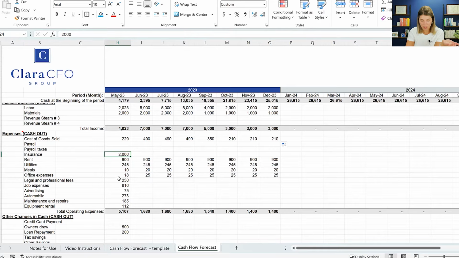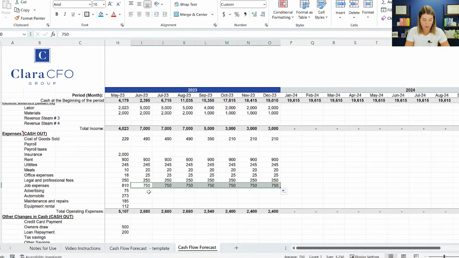Like we said, insurance is like a one-time thing during the year. Professional fees, let's say this is like the bookkeeper or something, that's going to be the same throughout the year. Job expenses, we're going to say we average like $750, might be a little low. Maybe we realize we need to save some money. Let's just make this super easy and drag a lot of these expenses across, okay?